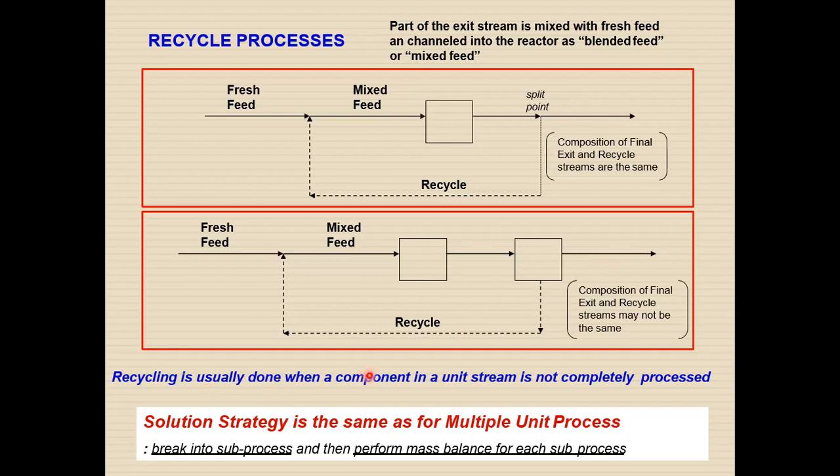Recycling is usually done when a component in a unit stream is not completely processed. In other words, when you have one reactant which is not 100% converted, whether it is a limiting reactant or an excess reactant, and your reaction is not going to completion, then your unconverted reactant will go into the product. You will recycle that reactant so that further conversion takes place in the reactor system.